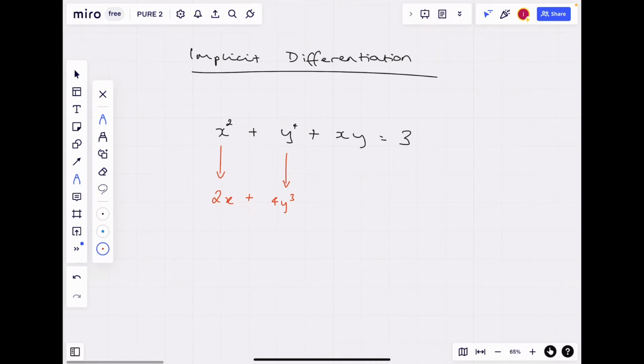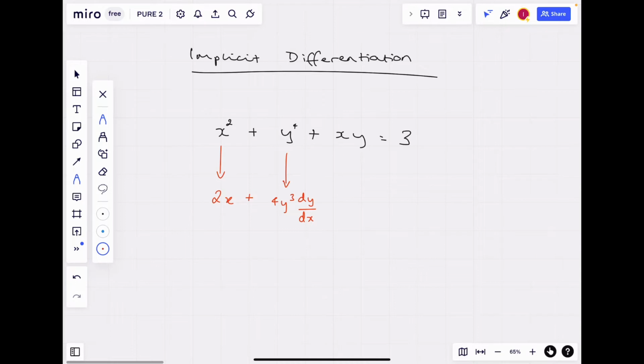Because you are differentiating the y term, in implicit differentiation, when you differentiate the y term, you add dy by dx after, like this. You don't have to do it when differentiating the x term, only with a y term. So you differentiate it, and then you add dy by dx next to it.